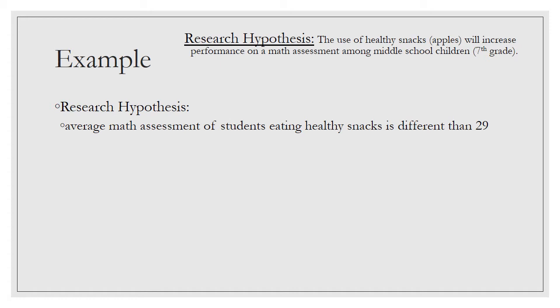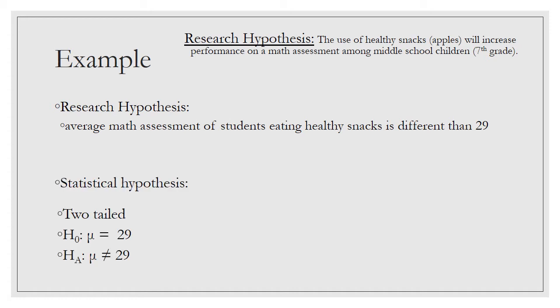So if we know, for the purposes of an example, that the average across our district of students in 7th grade on this math assessment is 29, we might just say that eating healthy snacks will yield a different value than 29. This is what we would call a two-tailed hypothesis.